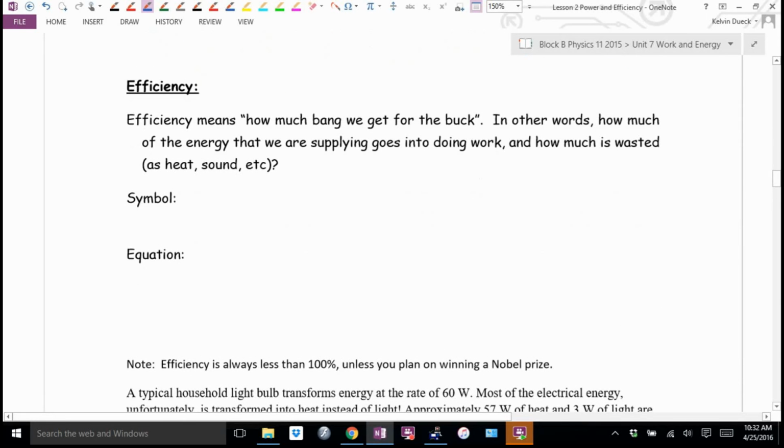Efficiency. Efficiency means how much bang we get for our buck. In other words, how much of the energy that we're supplying goes into doing work, and how much is just wasted as heat or sound. There is a symbol for efficiency. It's sort of like a lowercase n with a long little tail on the one end.